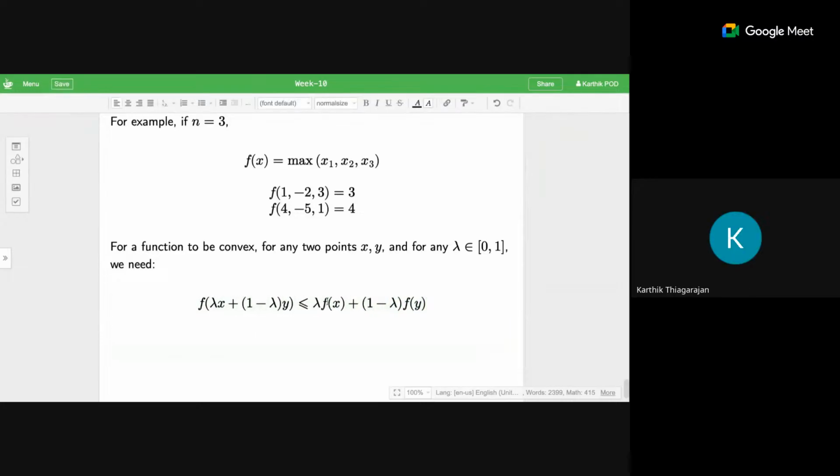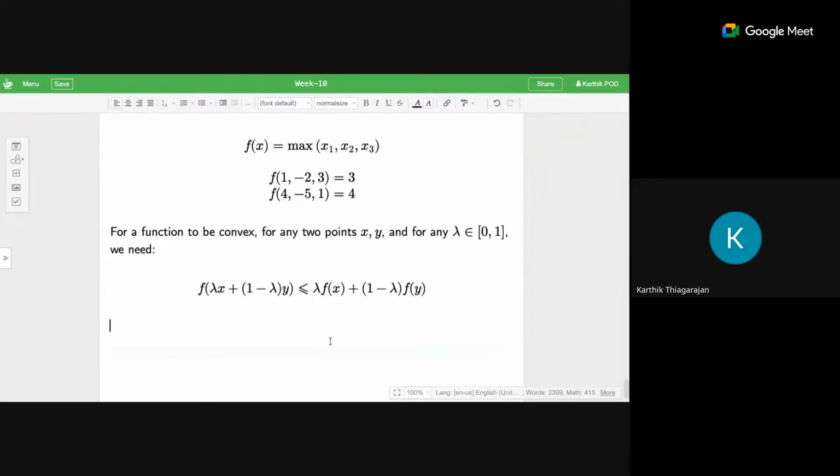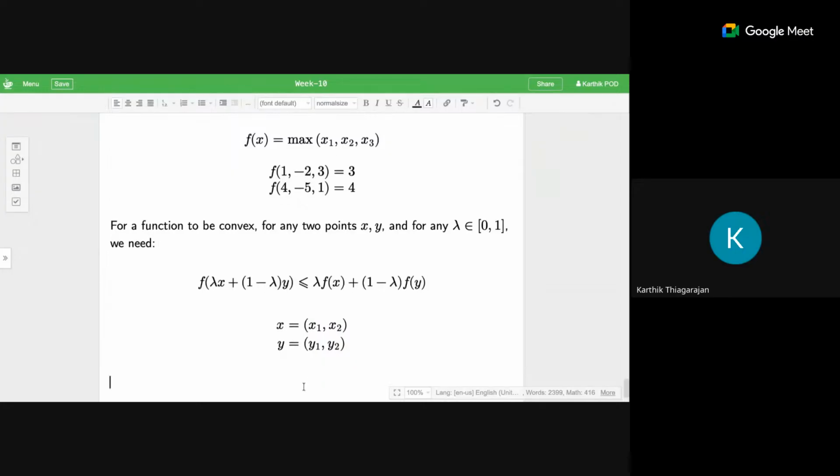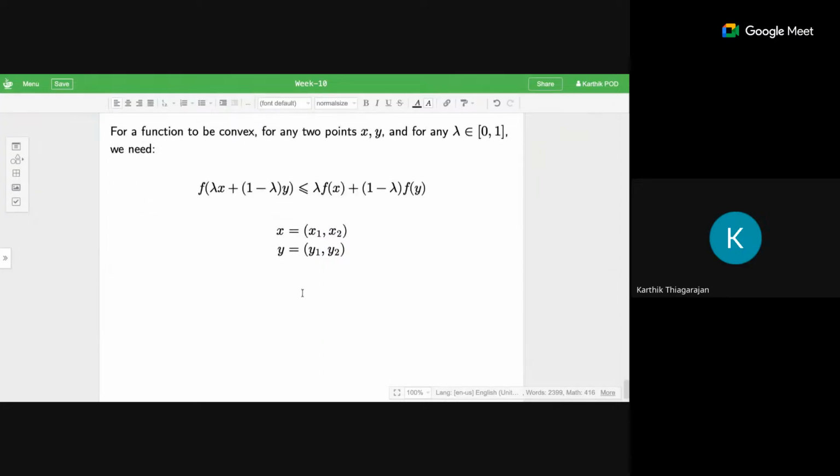Okay, so now let's take the simple case of x. Let's call x as x1, x2. Let's take y as, of course, it is y1 to yn, but let's simplify this for just 2 coordinates. It should apply for any general case also.